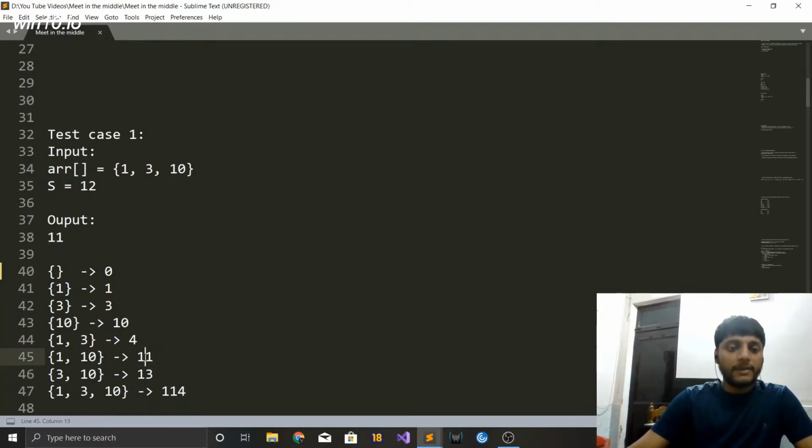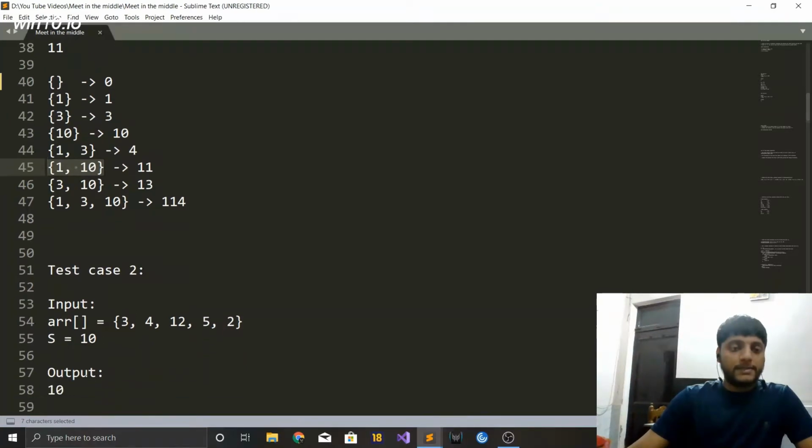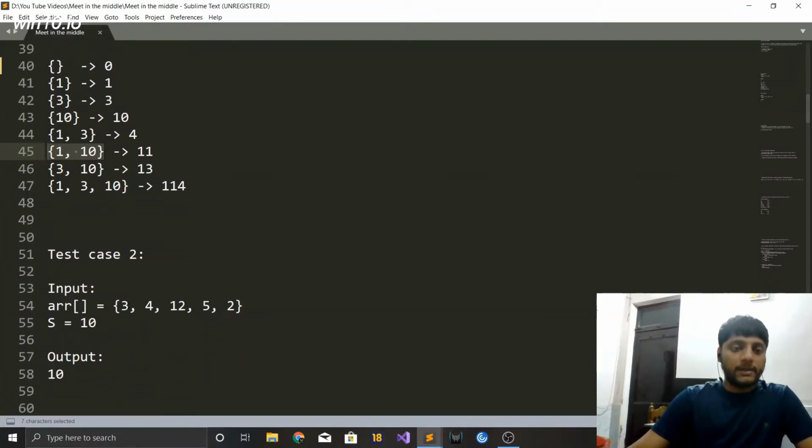We have to only print this sum, not the subset, that is 1, 10. We don't have to print the subset. Okay. Test case 2: the array is 3, 4, 12, 5, 2, and S is 10. The output will also be 10 because the subset containing elements 3, 5, and 2 would be the answer. So remember this test case 2. We are going to use this to understand the meet in the middle algorithm.